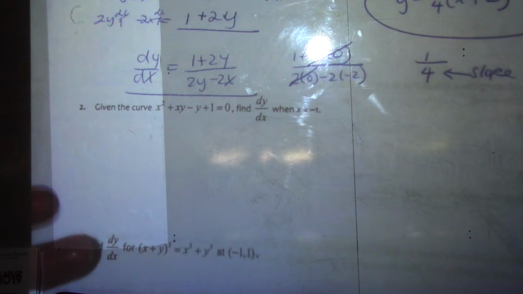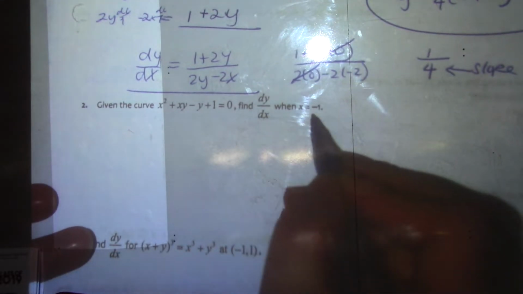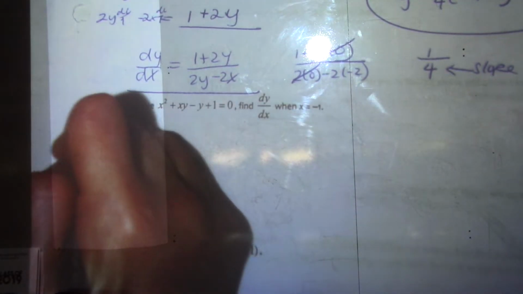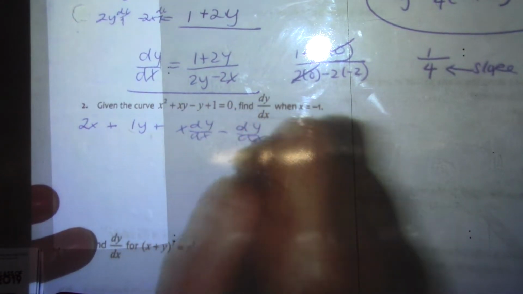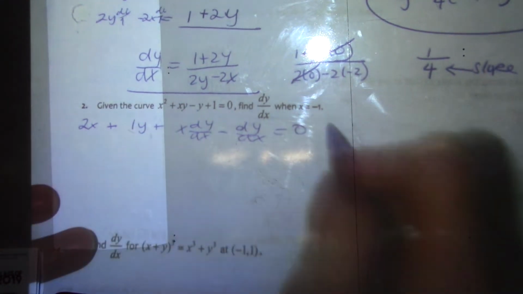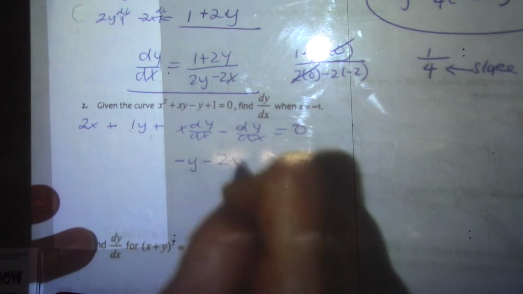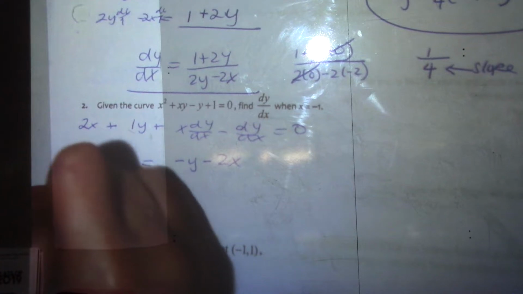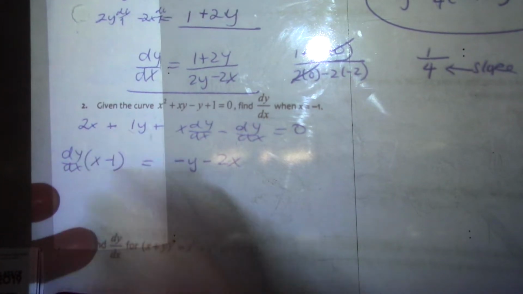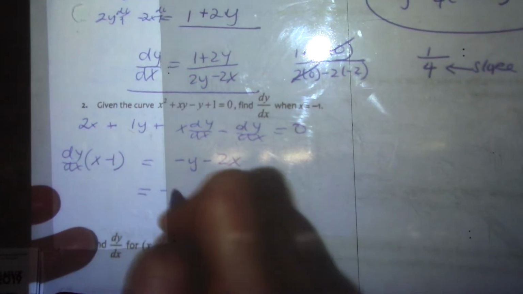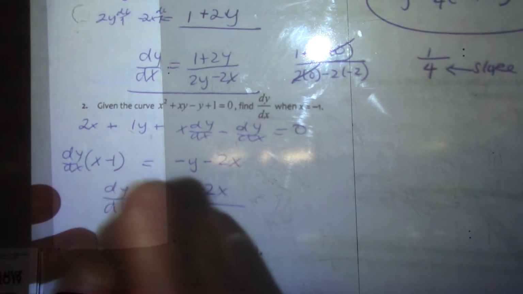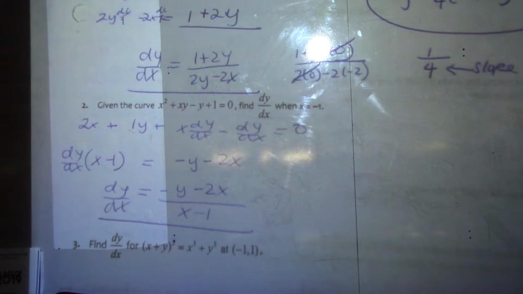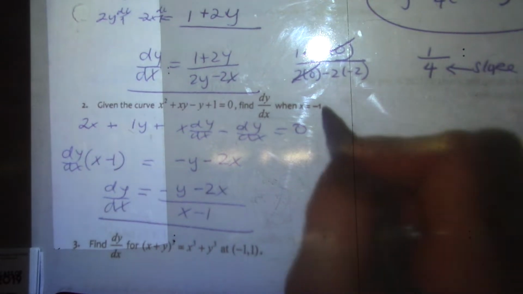Number 2, given the curve, I want to find dy/dx when x equals 1, so let's just find dy/dx in terms of x and y. I'm going to move these over, so that becomes minus y minus 2x equals dy/dx times x minus 1, and then divide that over. This is the generic dy/dx, but I want to plug in when x equals 1.